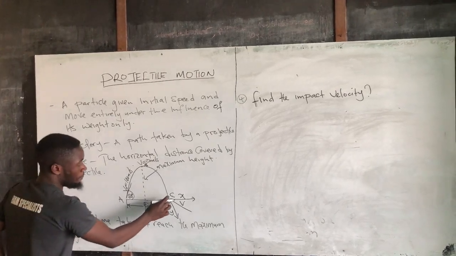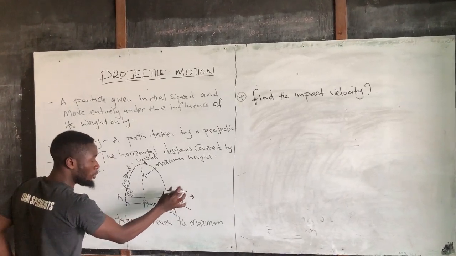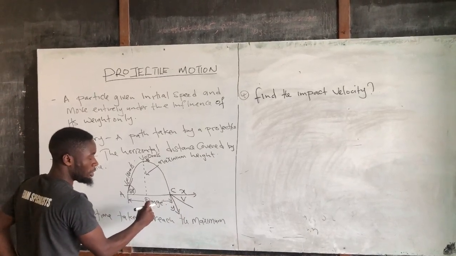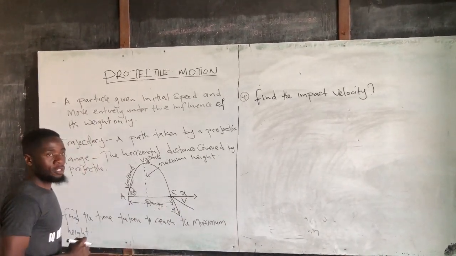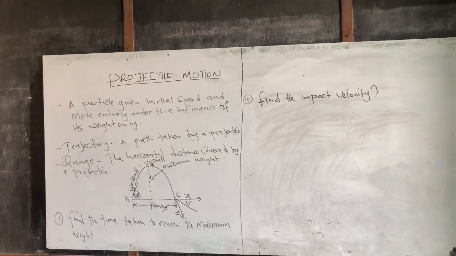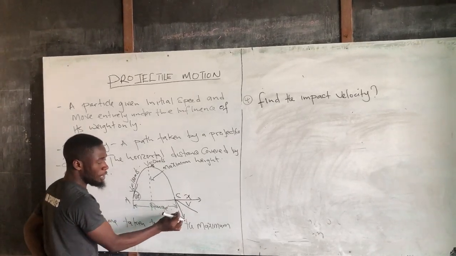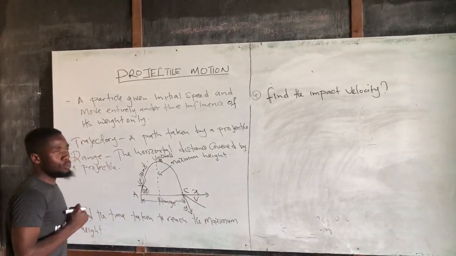So here we have an impact in the horizontal and the impact in the vertical. We need to find the common velocity, which is the V, the impact velocity. How do we find this V? We need to find X and we need to find Y. How do we find X?